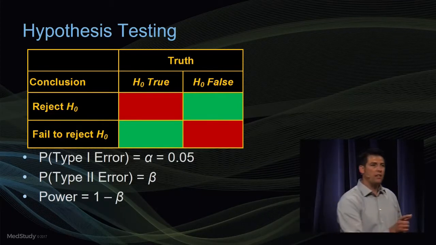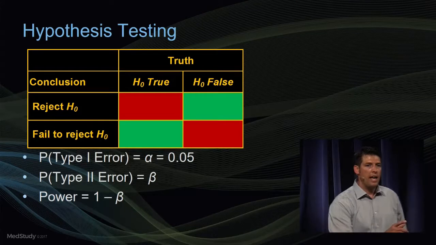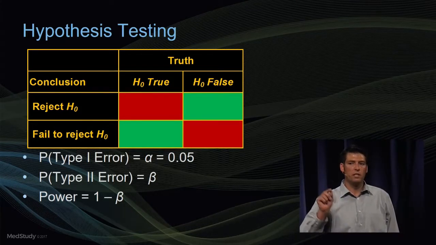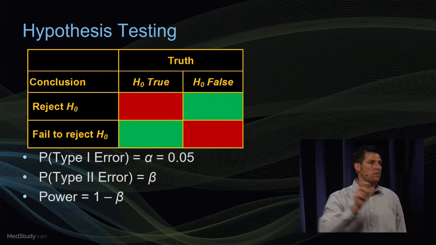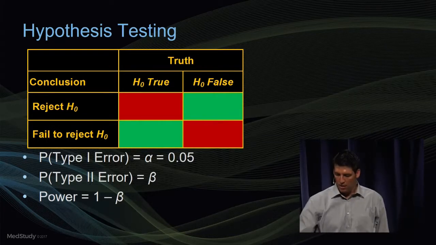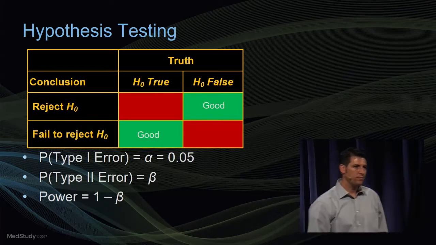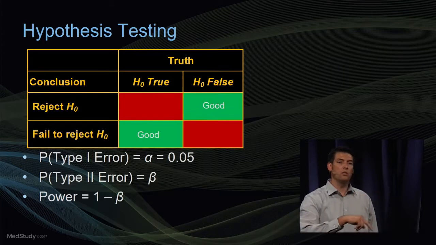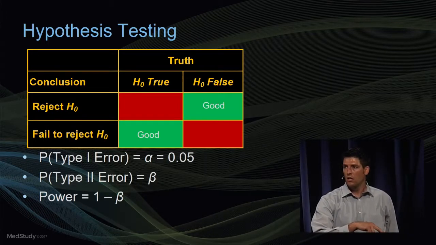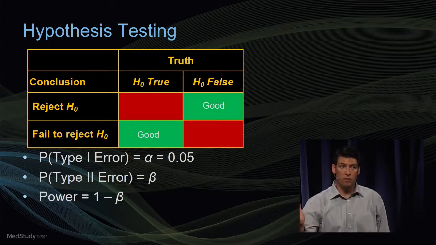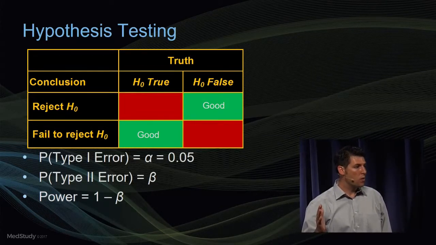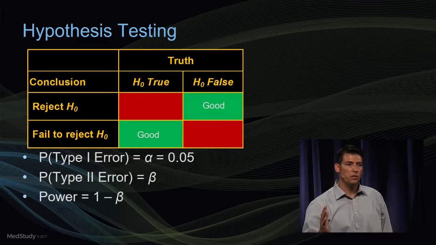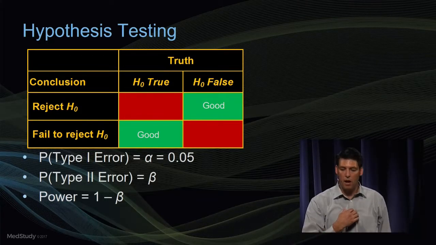So if we reject the null hypothesis and the null hypothesis is really false, are we doing a good thing? Reject the null hypothesis and the null hypothesis is false. You bet. That's the right decision. Likewise, if we fail to reject the null hypothesis and, something we'll never know, the null hypothesis is really in fact true, then we're reaching the right conclusion. We've made the right decision with our hypothesis test.